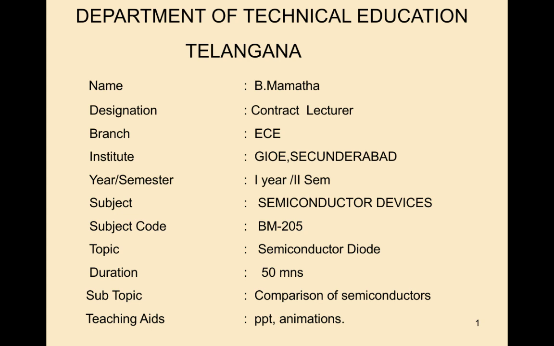So what we discussed is the comparison of semiconductors. Before comparing the semiconductors, we need to know what semiconductors are and how many types there are, and how N-type and P-type semiconductors are formed. So what are semiconductors? Semiconductors are materials that are neither good conductors nor bad conductors. Examples of semiconductors are germanium and silicon.